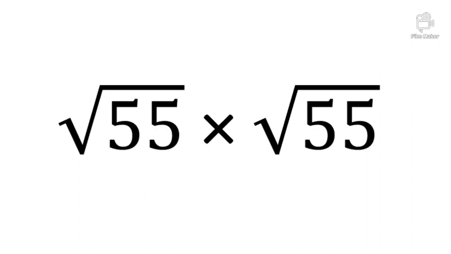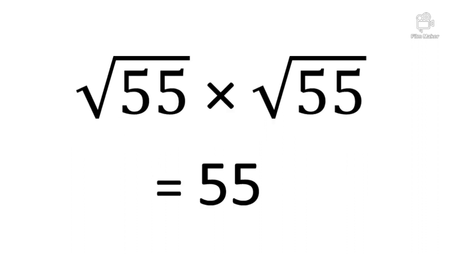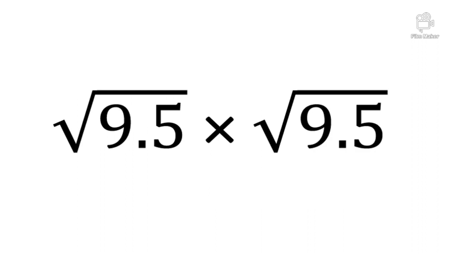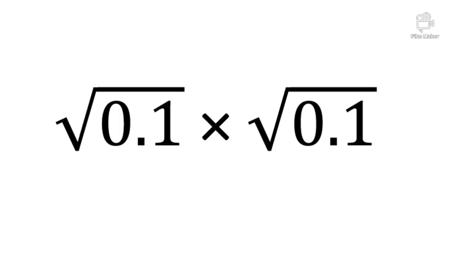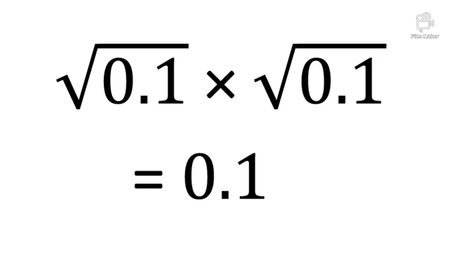Root over 55 multiplied by root over 55 is equal to 55. Root over 9.5 multiplied by root over 9.5 is equal to 9.5. Root over 0.1 multiplied by root over 0.1 is equal to 0.1.